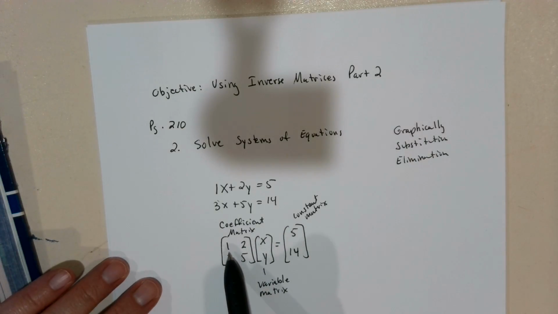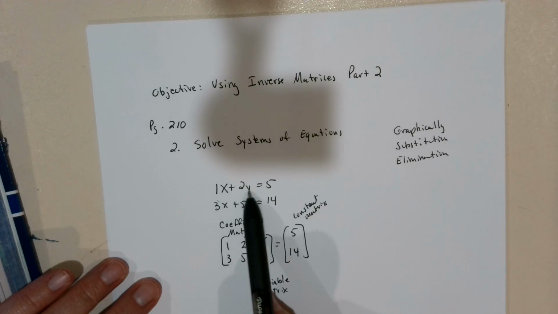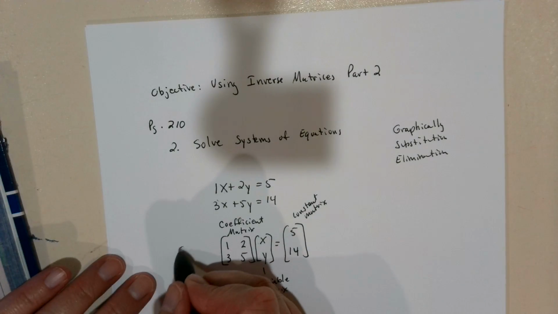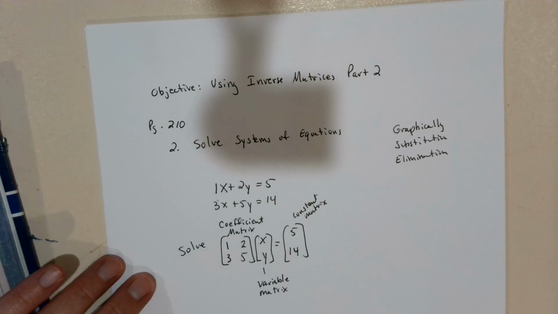And one of the really neat things is if you were to multiply these together, multiply the row and the column, 1 times X is 1X, and then we would add to that 2 times Y, and we would get this equation back right here. And then 3 times X plus 5 times Y would go right here. So now our directions, again, are to solve the system.